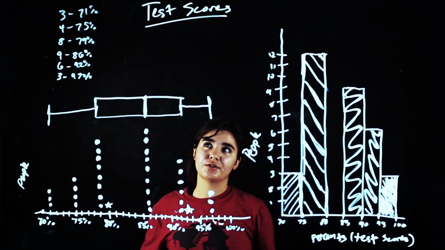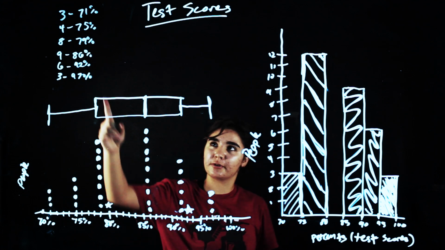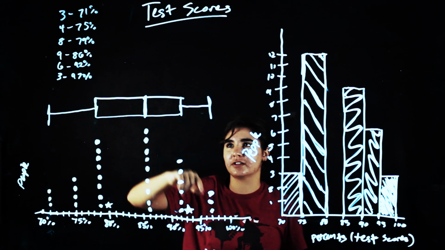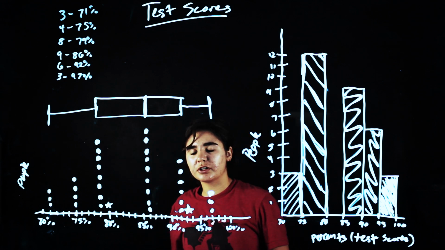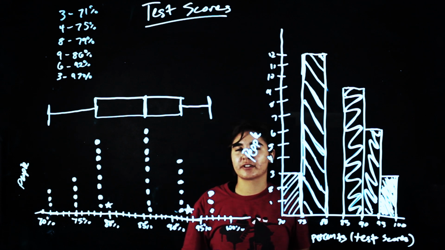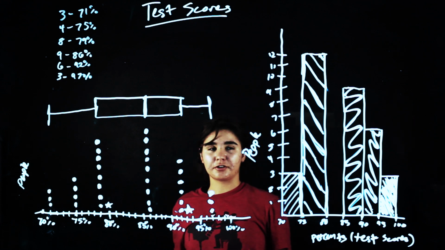3 people got a 71% on the math test, 4 people got a 75%, 8 got a 79%, 9 got an 86%, so on and so forth. And you want to try to find different ways to represent these numbers visually, like on a graph.